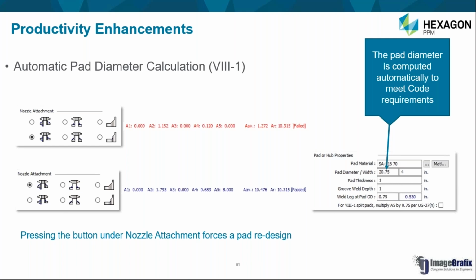So what PVL will do is, it will automatically do the iteration for you, and it will come up with a pad diameter that works for you, which will meet your code requirements. Fine. So this was the change which has been done in this version.